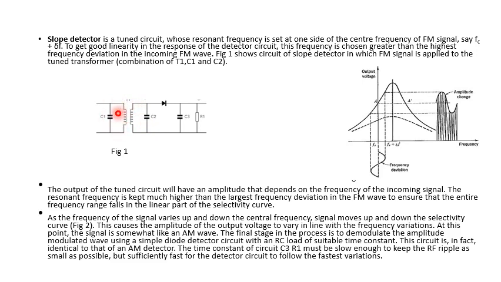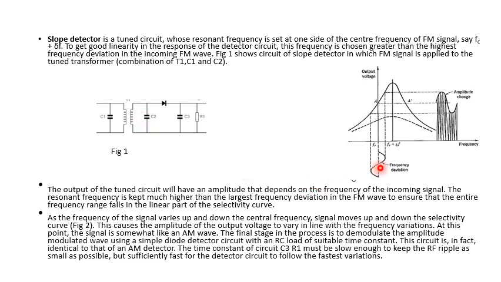The primary tuned circuit is tuned at frequency Fc, which is the carrier frequency of the FM wave. Or we can say that if Fc is the central frequency of the FM wave, then the primary circuit is tuned at that frequency. And the secondary circuit is tuned at a frequency Fc plus delta F. The secondary is tuned at a slightly different frequency and we have named it Fc plus delta F.